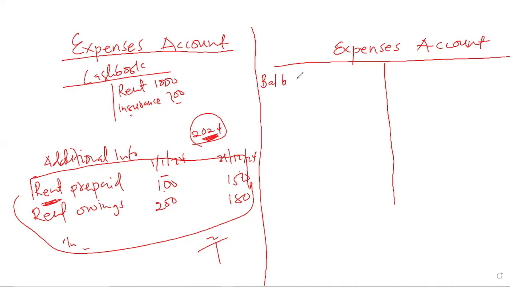So balance brought down, let me put it in brackets here: opening prepaid. If the opening balance is on the debit side, then definitely the closing balance will come to the credit side. You should understand that. That is how it is. So we have the closing prepaid.